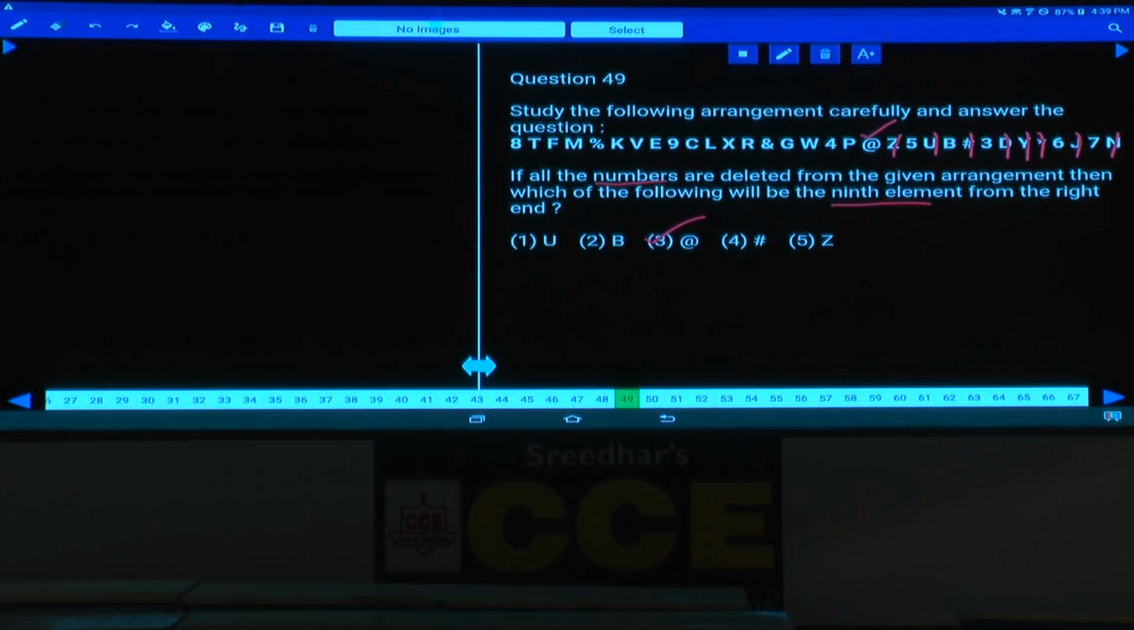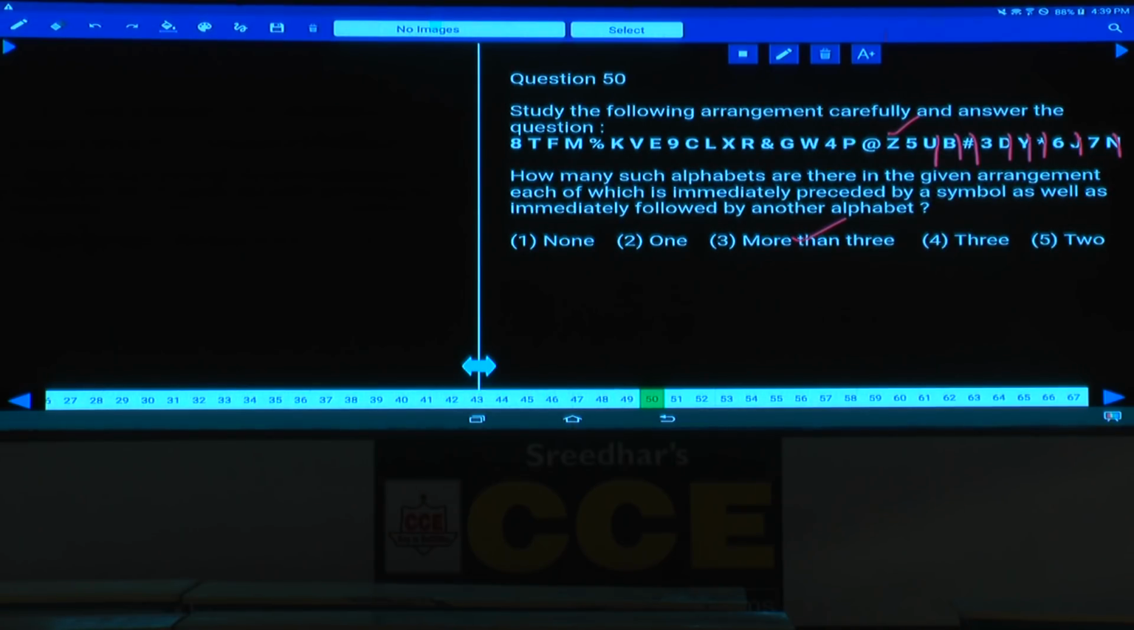Now question number 49. If all the numbers are deleted, then which of the following will be the ninth element from the right? Ninth element from the right: 1, 2, 3, 4, 5, 6, 7, 8 and 9. What is your answer here? Ninth element from the right hand without the numbers is Z, that is choice 5. So 49, choice 5 is the answer.